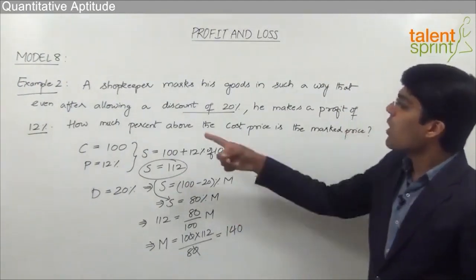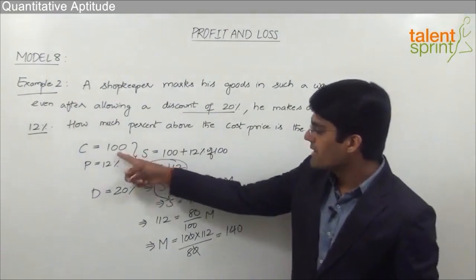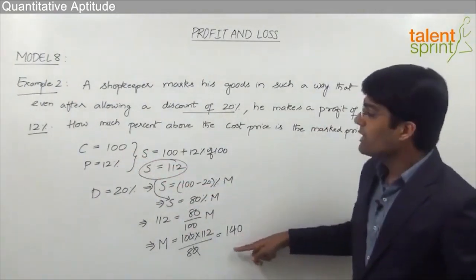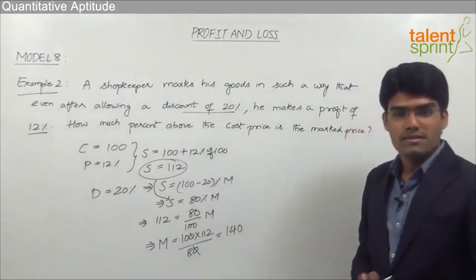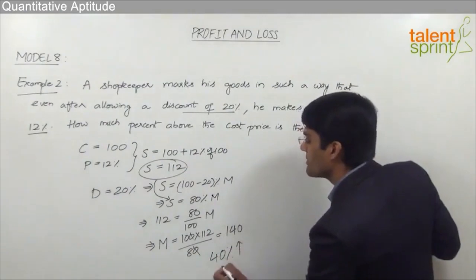Now the question is, how much percent above the cost price is the marked price? So if the cost price is 100 and the marked price is 140, we can understand that the marked price is 40% more than the cost price. So the answer here should be 40%. It has been marked up by 40%.